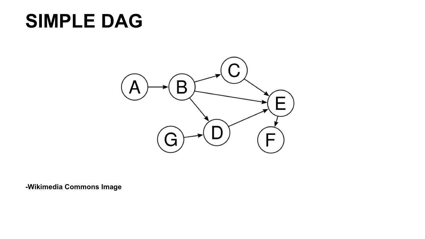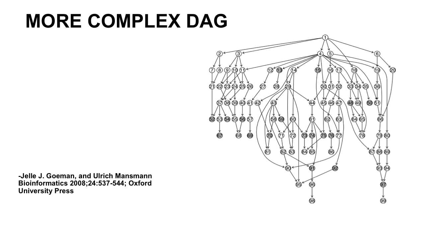DAGs can also become quite complex. Here shown is a more complex DAG from Oxford University's Journal of Bioinformatics. This paper is on gene ontology. As we can see, there are still directed edges and a finite number of vertices.